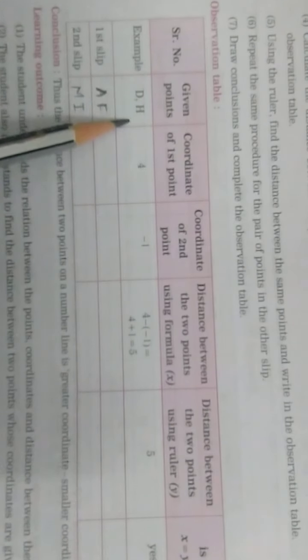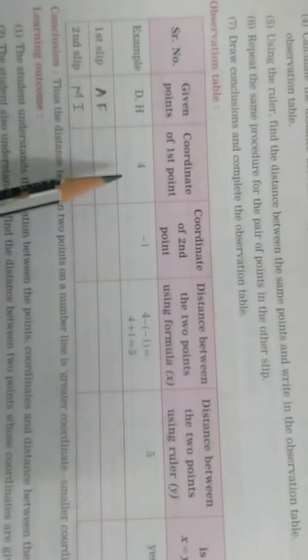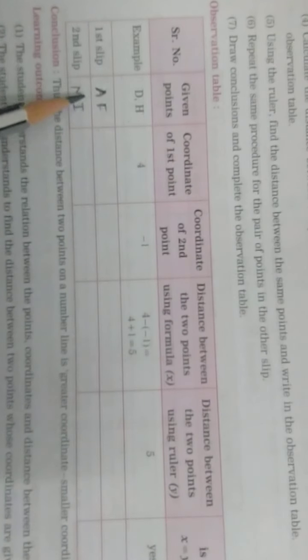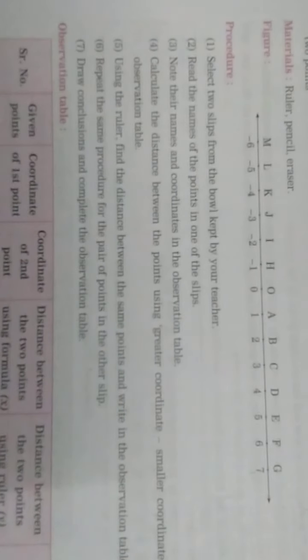Here they have given an example, that is distance between points D and H. Now we are going to do two more examples. First is the distance between A and F. Now the coordinate of the first point, that is coordinate of A on the number line, if we go to see on the number line, the coordinate of A is 1 and the coordinate of F is 6. So let us write down, coordinate of A is 1 and coordinate of the second point, that is F, is 6.